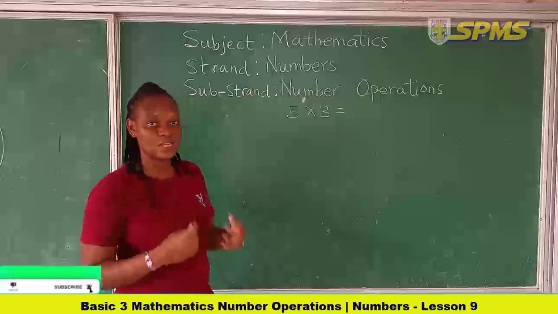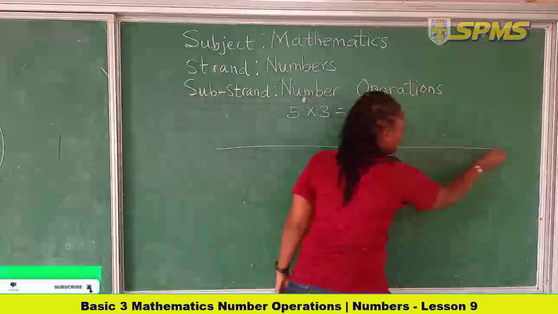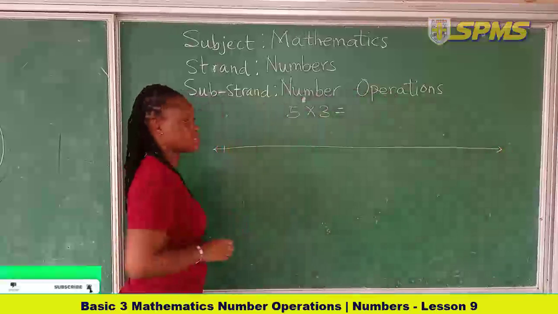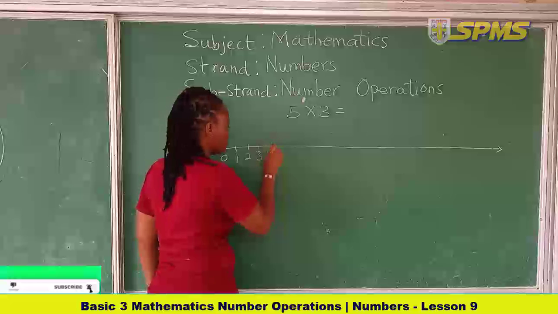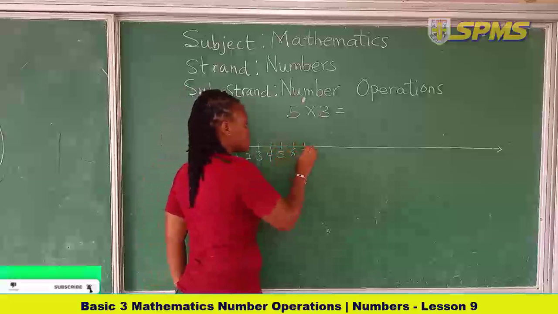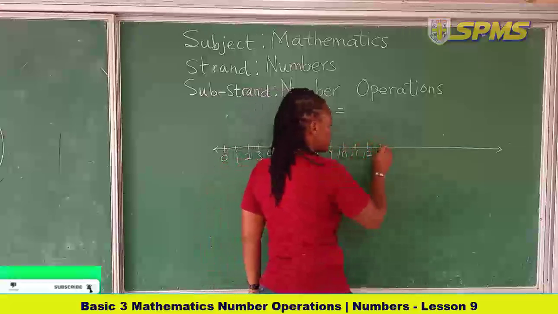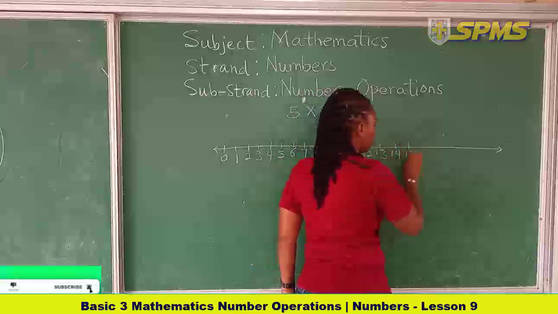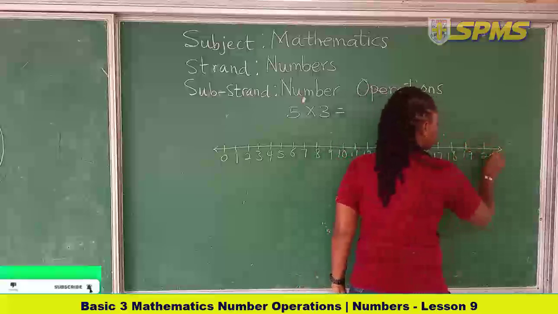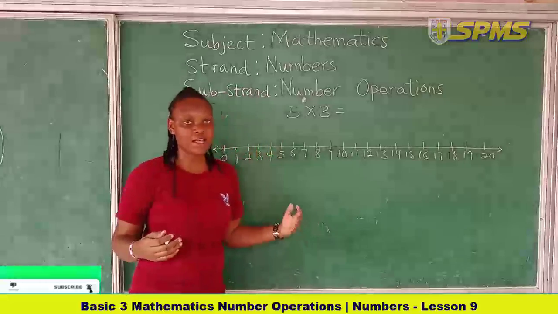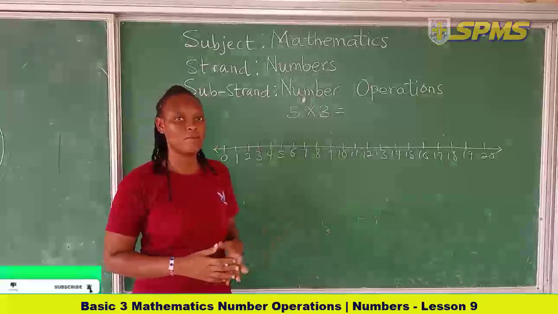We are about to use the number line. Let us draw our number line. We started from 0. So 0, 1, 2, 3, 4, 5, 6, 7, 8, 9, 10, 11, 12, 13, 14, 15, 16, 17, 18, 19, 20. So it doesn't matter the numbers you put on the number line. You can put as many numbers as you want.